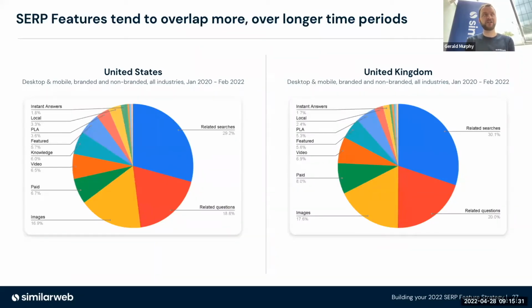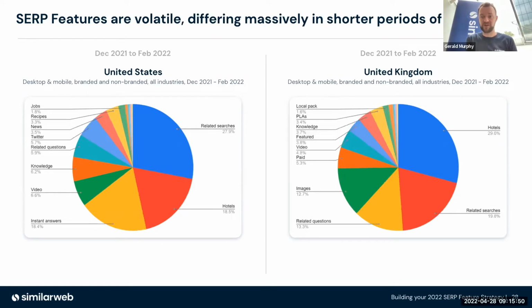Now, when we look at SERP feature trends and get roll-ups over longer periods of time, we see a lot of overlap between the various markets. Related searches, related questions, images, paid, and video are the top 5 most prominent SERP features in both markets. But because SERP features are highly volatile, one of the good ways to analyze this data is to look at it in shorter, more frequent periods of time. As you can see on the left-hand side, the most prominent SERP feature in the United States is related searches. But in the United Kingdom on the right-hand side, it's hotels, which makes sense.